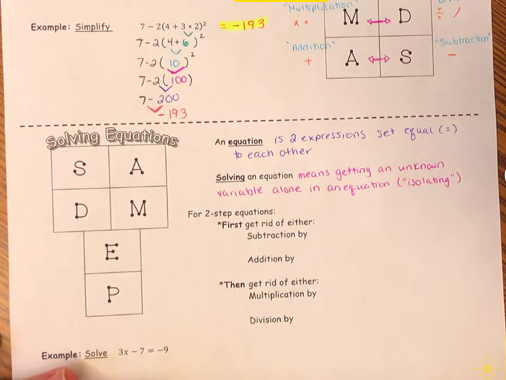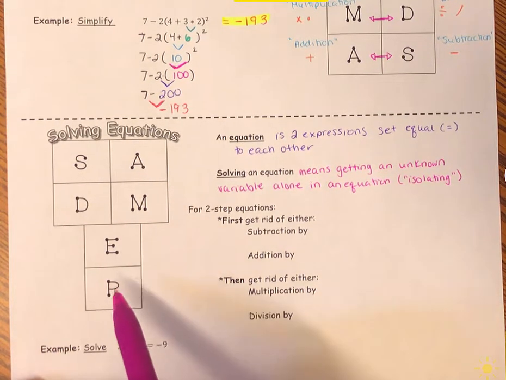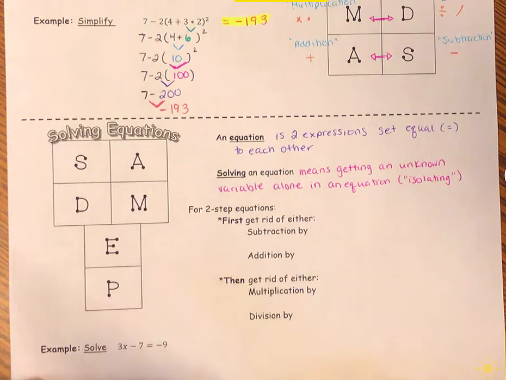And again, a variable is a letter. So you might have heard solve for x. This means that we want to get x completely alone on one side of the equation and everything else on the other side of the equation. And we're going to do that by undoing PEMDAS. To undo PEMDAS, we use SADMEP because we're going to go backwards.